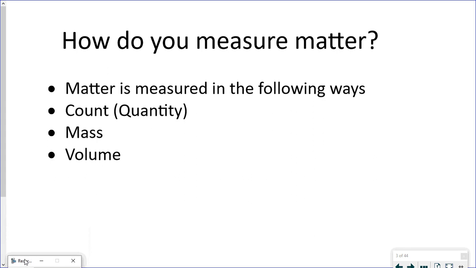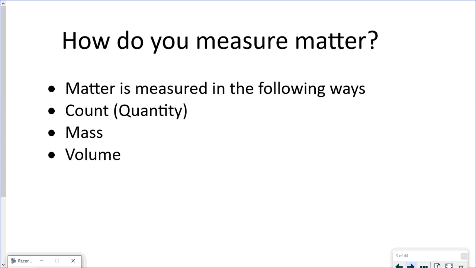Hey guys, we are going to start out our mole unit and we're going to look at how we can measure matter in different forms and how to convert between those different forms using dimensional analysis. So looking at how we measure matter, we're going to look at the quantity of matter. This is going to be dealing with how many particles we have, things like that. We're also going to look at measuring matter by its mass and by its volume.